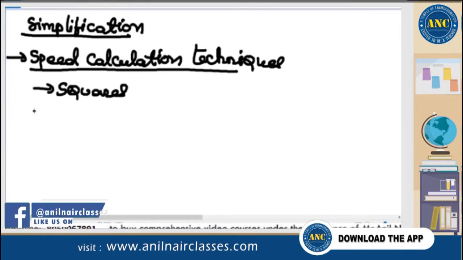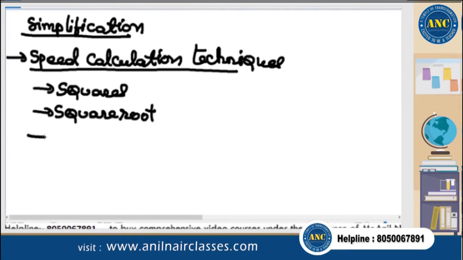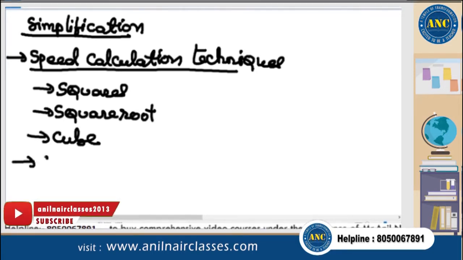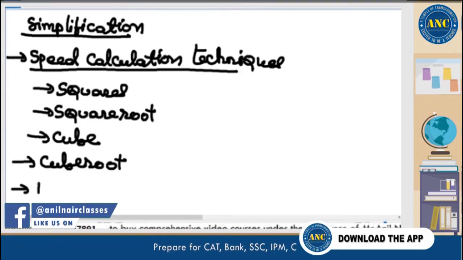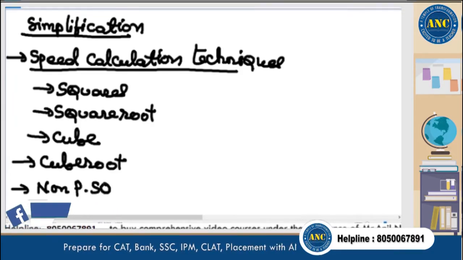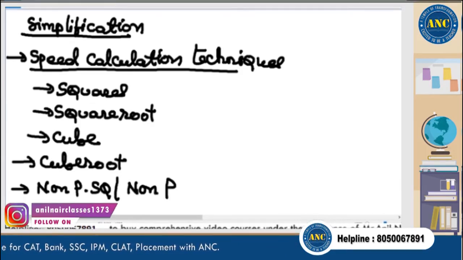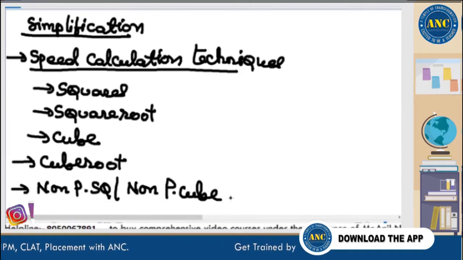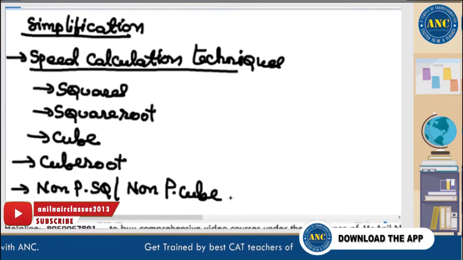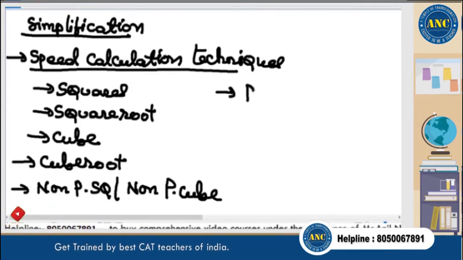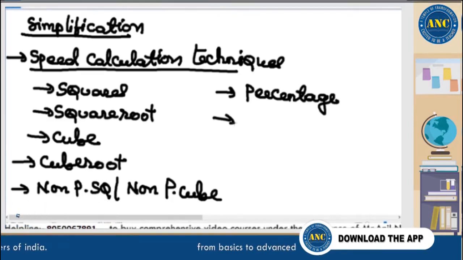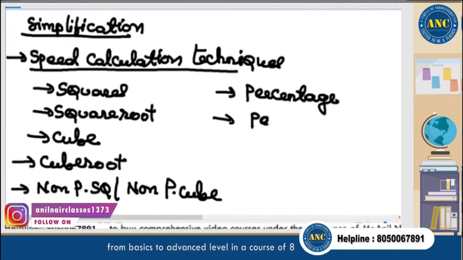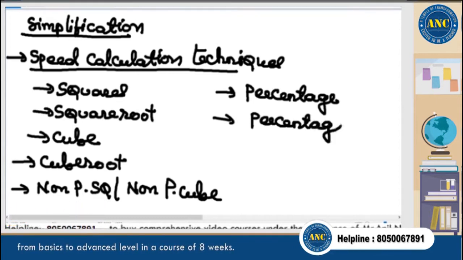One is squares, another is square root, cube root. You should know all this. Non-perfect square, non-perfect cube. These are all the concepts you should know, otherwise you will fumble. Squares, square root, cube root, non-perfect square, non-perfect cube, percentages, percentage to fractions.